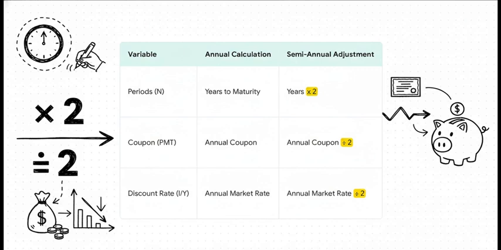This table lays out the adjustments perfectly. If you have a 10-year bond, your number of periods, N, isn't 10 anymore, it's 20. Your annual coupon payment gets cut in half because you're getting half of it every 6 months. And, this is the one people forget, your annual market rate also gets cut in half to find the correct 6-month discount rate. You have to adjust all 3.